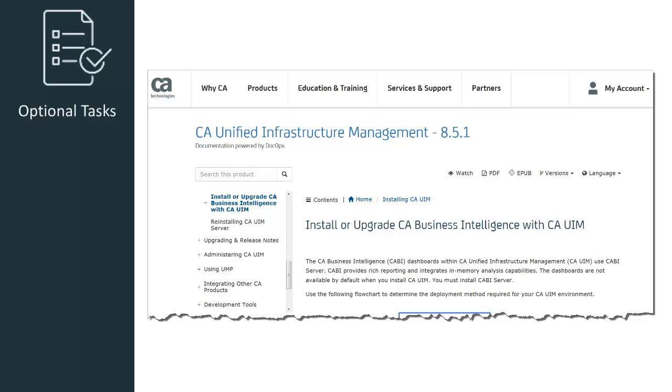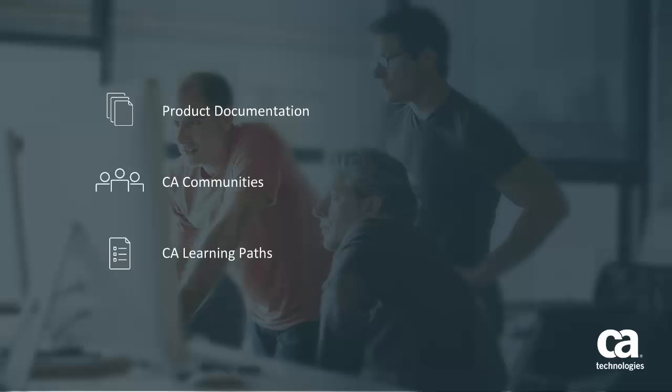To see what optional tasks might be applicable for your environment, refer to the Install or Upgrade CA Business Intelligence article in the CA Unified Infrastructure Management documentation. A link to this article is provided in the video description. Make sure you are looking at the correct article for your version of CA Unified Infrastructure Management. For additional information about the CA Business Intelligence dashboards, click the information bubble in the top right corner to load the product page. From there, you can go to Product Documentation, visit the UIM community, or see the learning path.